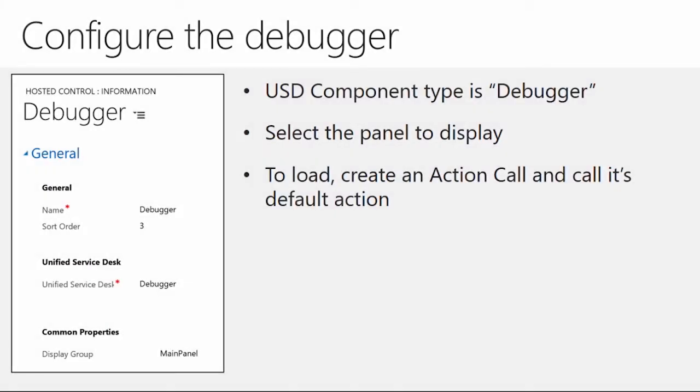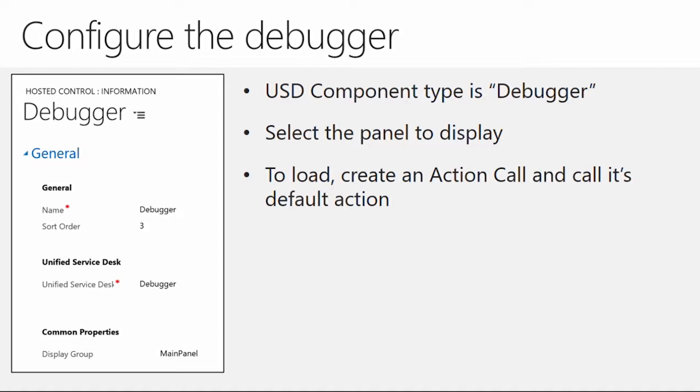There is a specific hosted control type called debugger. Now, if you're loading sample data or even just loading the new implementation, the debugger hosted control has already been created and configured. But if you didn't have it created and configured and you wanted to work with it from scratch, you certainly could do that. All you would do is create a new hosted control, call it debugger or something like that, go down into the Unified Service Desk hosted control type, choose debugger as the hosted control, and then specify where you want to display it inside the application.